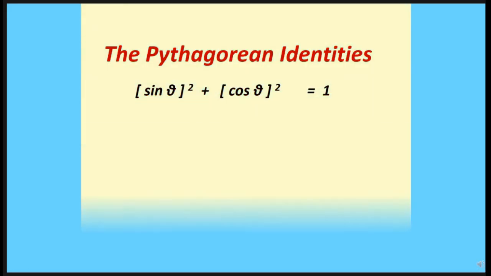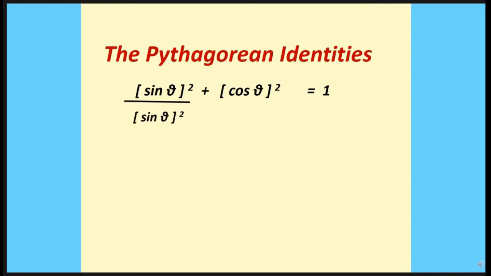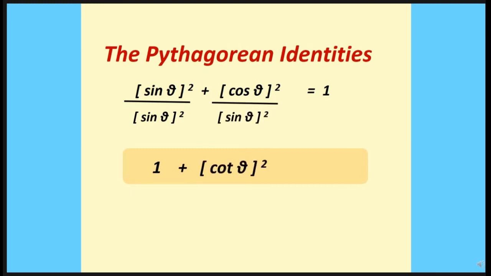From our first equation, the sine of theta squared plus the cosine of theta squared equal to 1, we can derive our second identity by dividing the first equation by the sine of theta squared. Thus, we have the sine of theta squared divided by the sine of theta squared equal to 1, the cosine of theta squared divided by the sine of theta squared equal to the cotangent of theta squared, and 1 over the sine of theta squared, which is equal to the cosecant of theta squared.